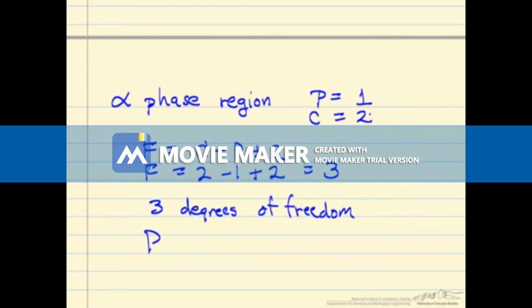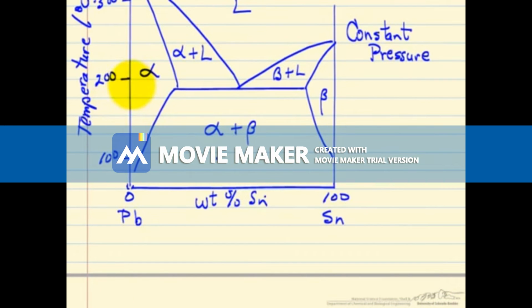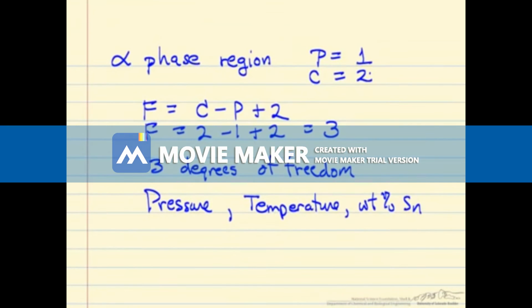One of those degrees of freedom is pressure, and we've already specified that, as the diagram we're looking at is at a given pressure. The second one would be temperature, and then the third would be, let's say, the concentration, the weight percent of tin. So those would be the 3 independent variables. If we pick 200 degrees, we still have a range of concentrations that are possible in the alpha phase. Pick this point at 200 degrees, then we've specified a concentration, pressure, and a temperature. Those are 3 degrees of freedom. All intensive variables are now specified.